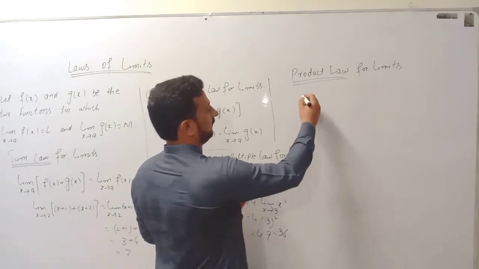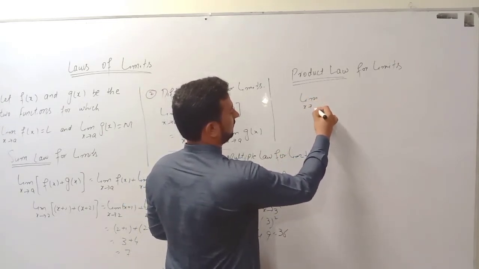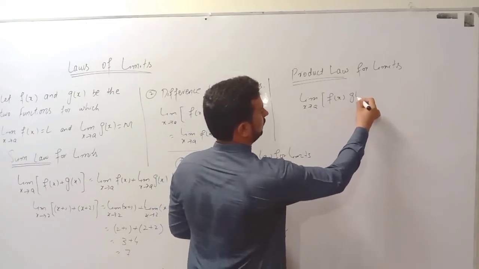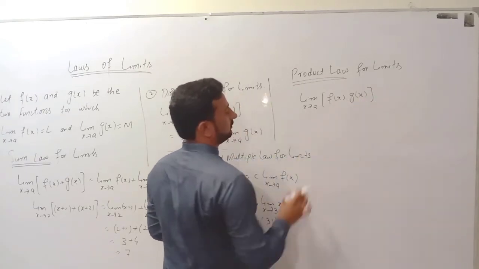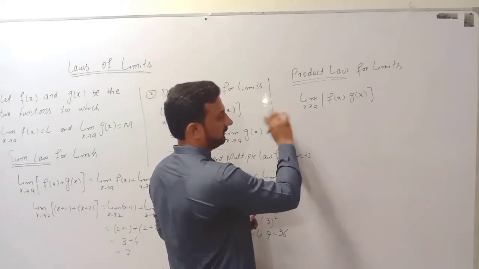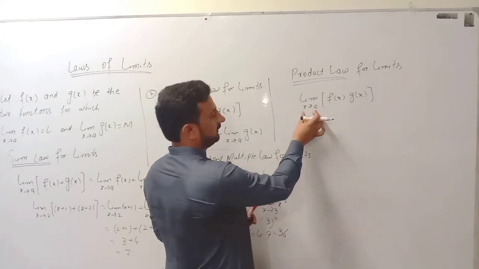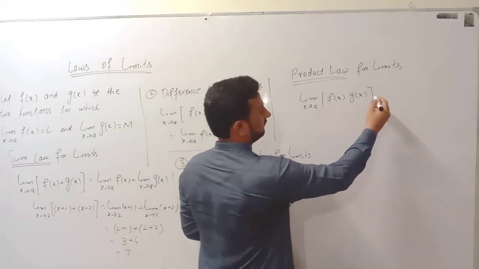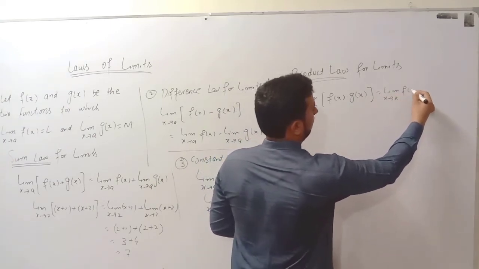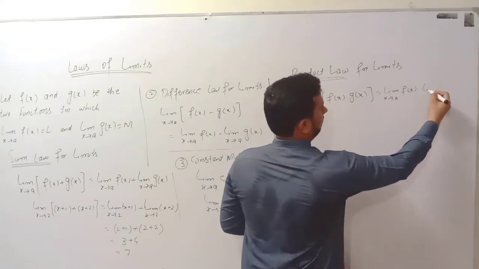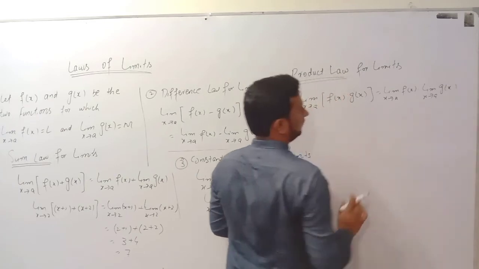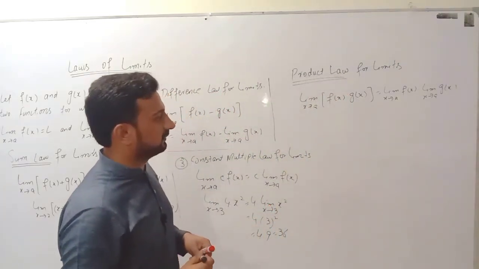This law says that when there are two functions, like limit x approaches a of f of x times g of x, when two functions are in a product, how will you evaluate a limit of this type? We use the same concept: we apply limit separately to each function. So this will be the limit as x approaches a of f of x times the limit as x approaches a of g of x.